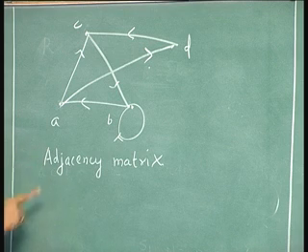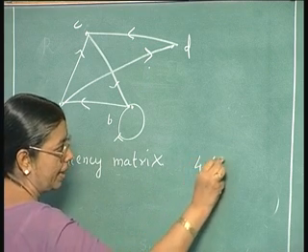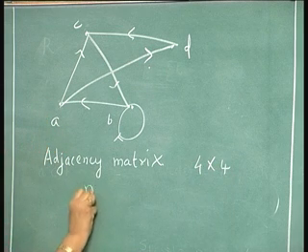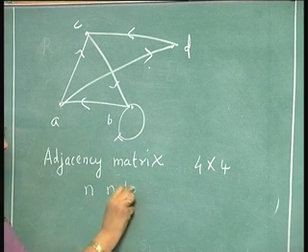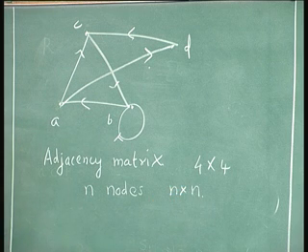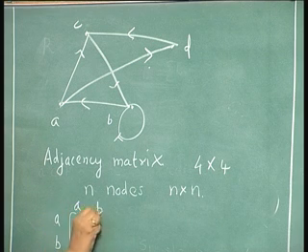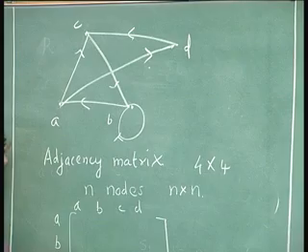Now, there are 4 nodes. It will be represented by a 4 by 4 matrix. In general, if there are n nodes, the adjacency matrix will be represented by an n by n matrix. Now, let us see how this graph can be represented. You have A, B, C, D in the column, you also have A, B, C, D in the row.